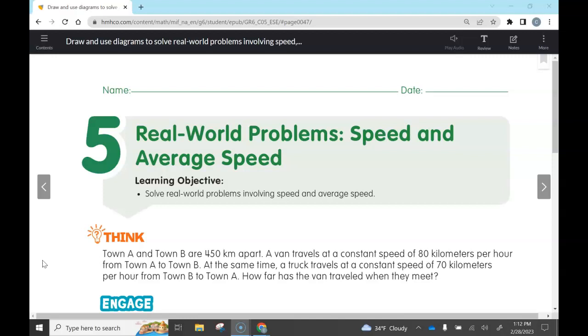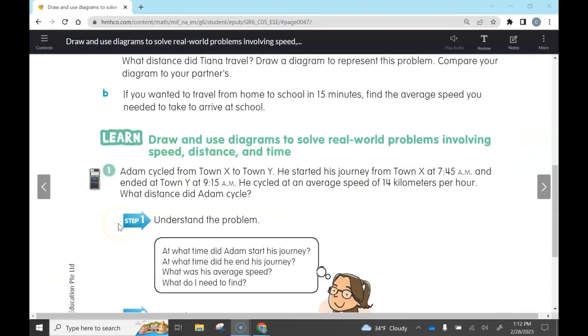So we can see the goal for this lesson is to solve real world problems involving speed and average speed. Now we're not going to look at every single skill within this lesson, we'll just look at a few. But the first thing we're going to take a look at is something that some of you may find helpful: draw and use diagrams to solve real world problems involving speed, distance, and time. So you can draw a diagram.